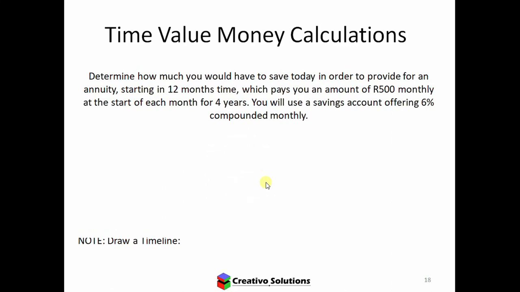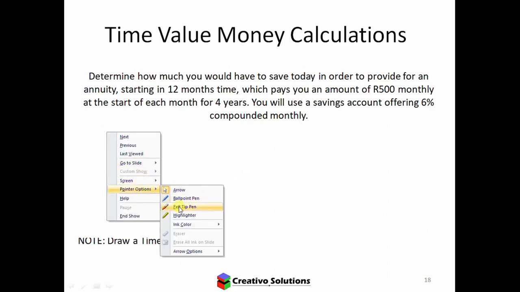Next calculation, let's see if you can do this one. The question is asking you to determine how much you would have to save today in order to provide for an annuity starting in 12 months' time, which pays you an amount of 500 Rand monthly at the start of each month for 4 years. You will use a savings account offering 6% compounded monthly.